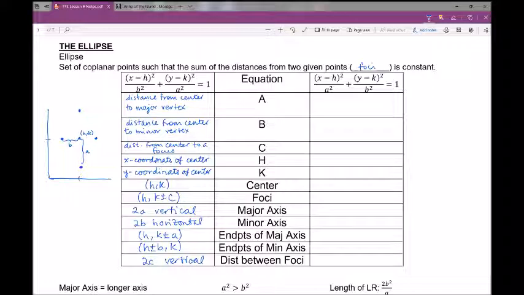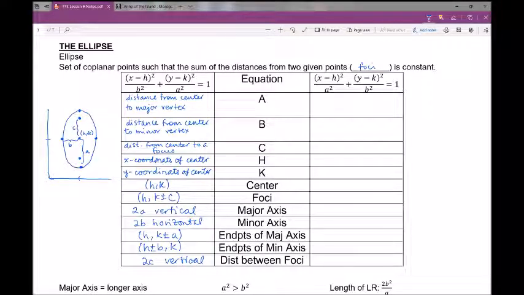And we're going to have some focus inside along the major axis from each major axis vertex. The distance from the center to one of those focus points will be c. You notice if we connect all of these vertices together, we get this sort of oval looking shape. So that's what an ellipse is.